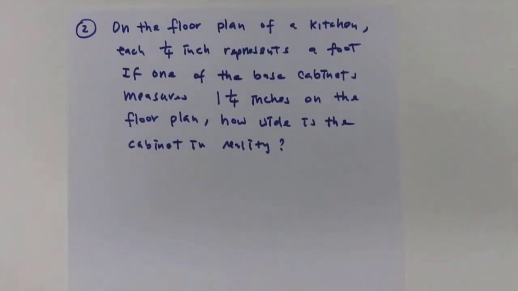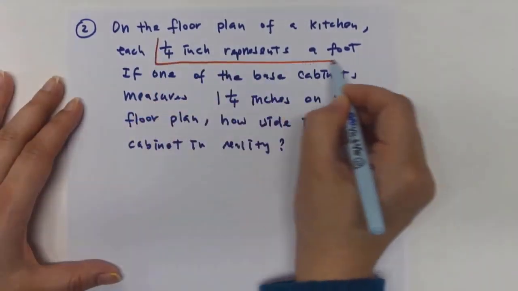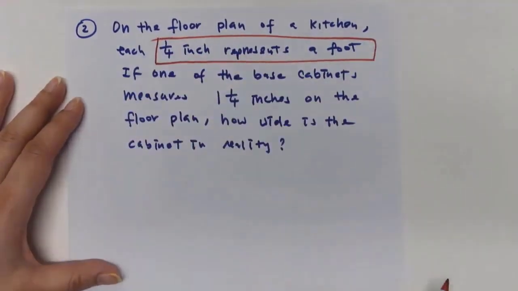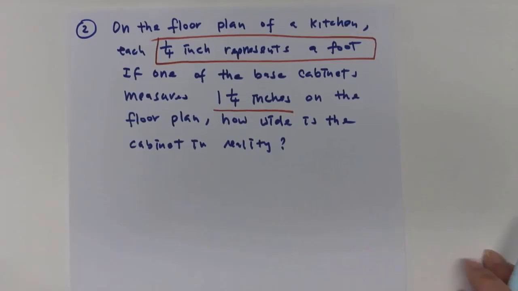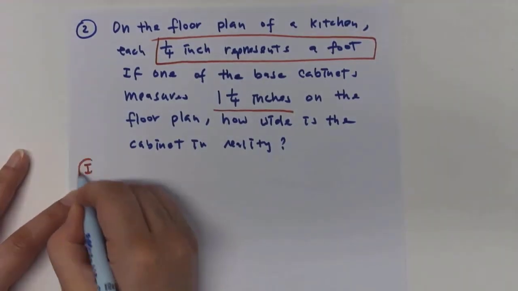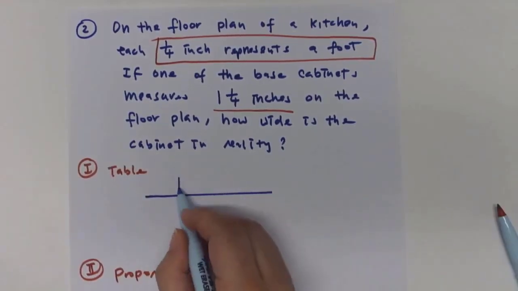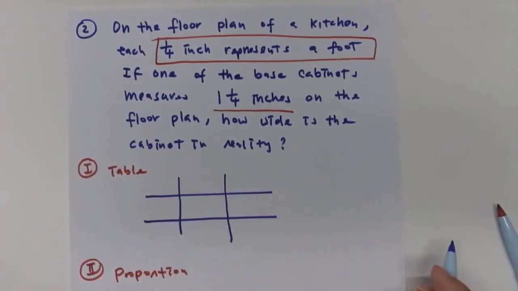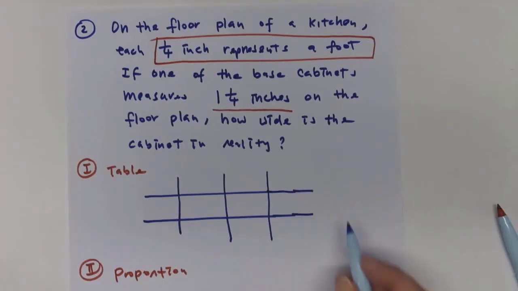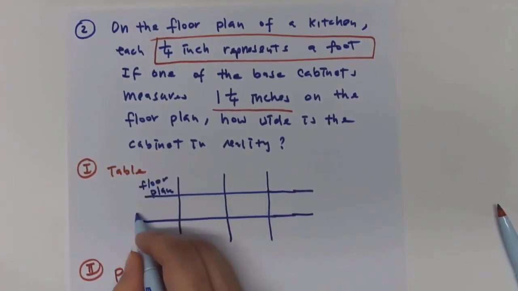We're looking at the floor plan. The keyword is that for each 1/4 inch, it represents 1 foot in real life. So now we have 1 1/4 inch on the floor plan. How wide is the cabinet? So again, we're going to use table and also proportion. We want to look at the floor plan and in reality.